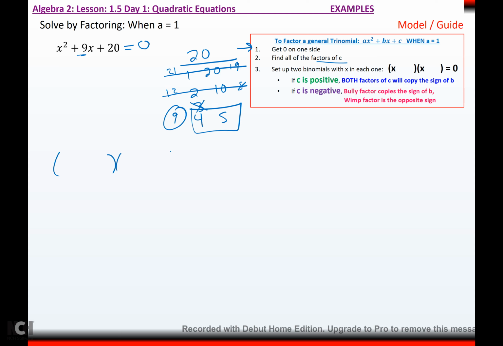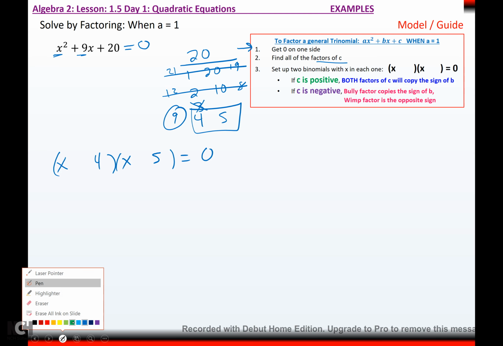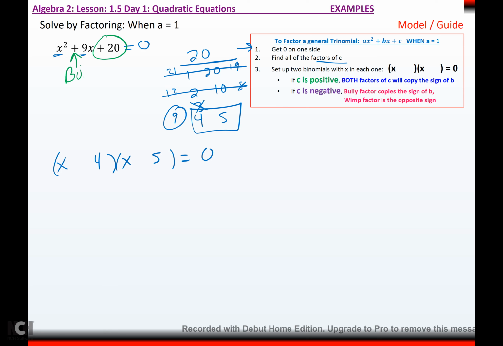So I set up my two binomials. The only way to get x squared is to take x times x. And my two numbers are going to be a 4 and a 5. And then all I have to do is figure out the signs, which if you look at C, it'll tell you. My C is positive, so they both get to be the middle sign, which is positive. Okay, so now we factored. Now we're going to use the zero product property to finish solving, which says that either x plus 4 equals 0 or x plus 5 equals 0.